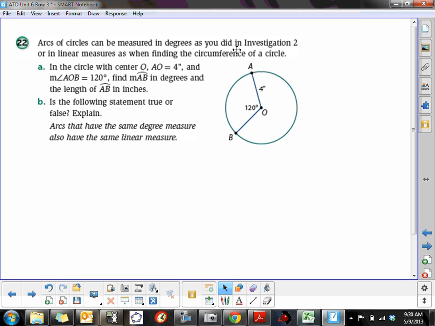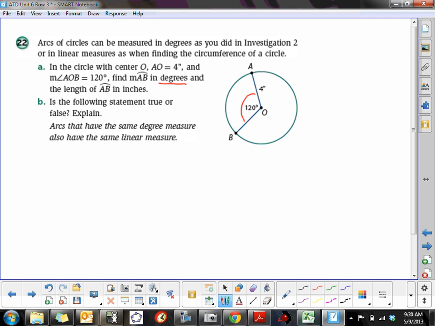So what we're going to do is compare how to measure this arc both in degrees and as a linear measurement, as in a distance around the circle based on circumference. So in the circle with center O and a radius of 4, so AO is your radius of 4, we have a central angle, measure AOB is 120 degrees, so that's just this angle here, 120. Find the measure of arc AB in degrees, and the length of arc AB in inches.